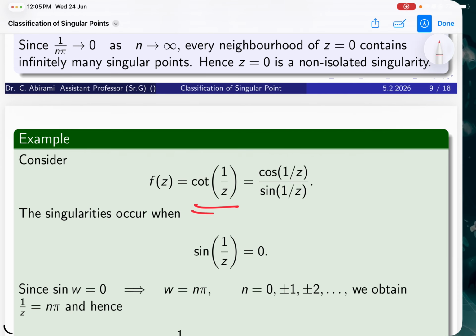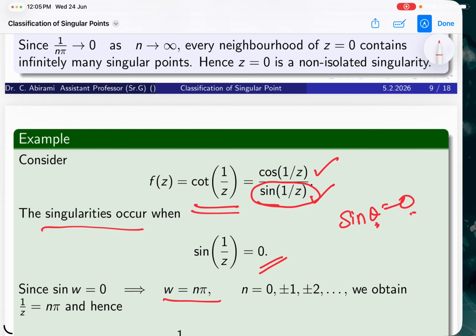So how do you express cot 1 by z? Cos by sine. How do you find the singular points of the function? Already I told you, the denominator term equal to 0 gives singular points. So sine of 1 by z is equal to 0. For what value of theta is sine theta equal to 0? Sine 0 is 0. So theta can take a value n pi.